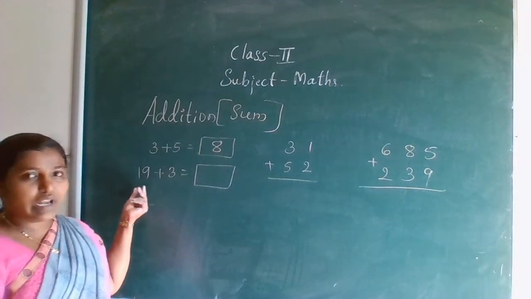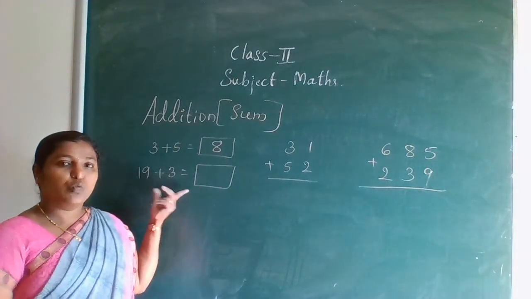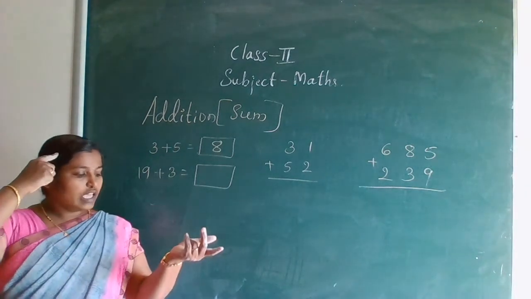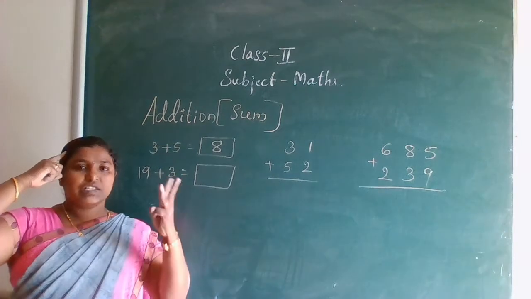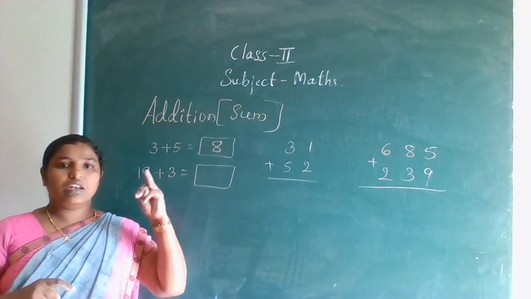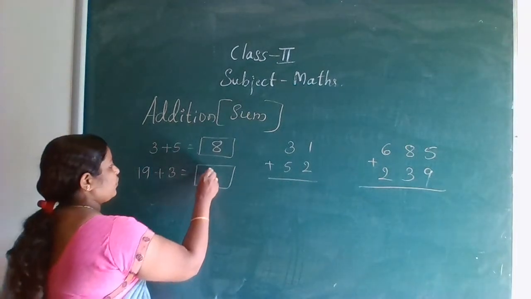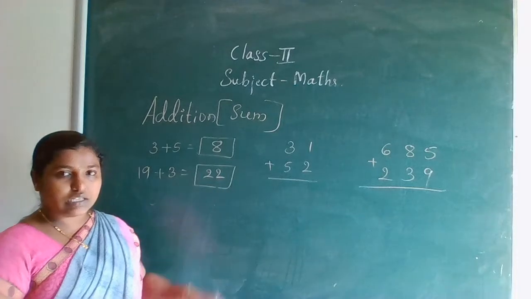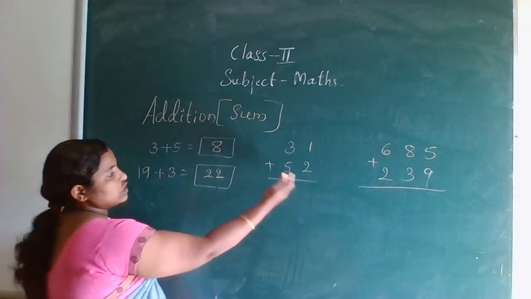Same problem. 19 plus 3. Which is the big number? 19 is the big number. 19, keep it in your mind, plus 3 in your hand. 19, 20, 21, 22. 22 is the answer.